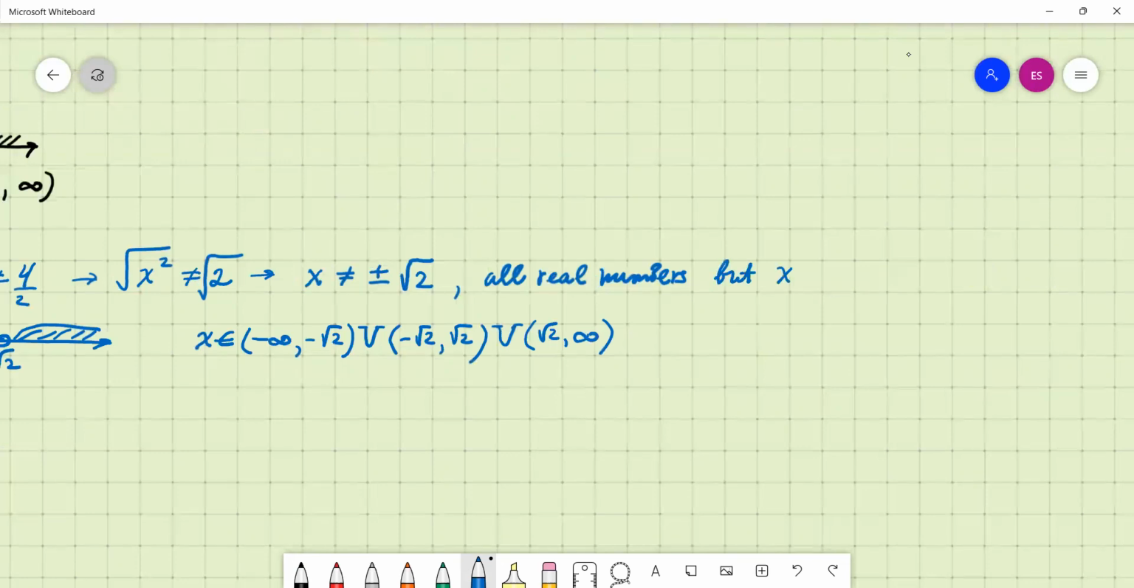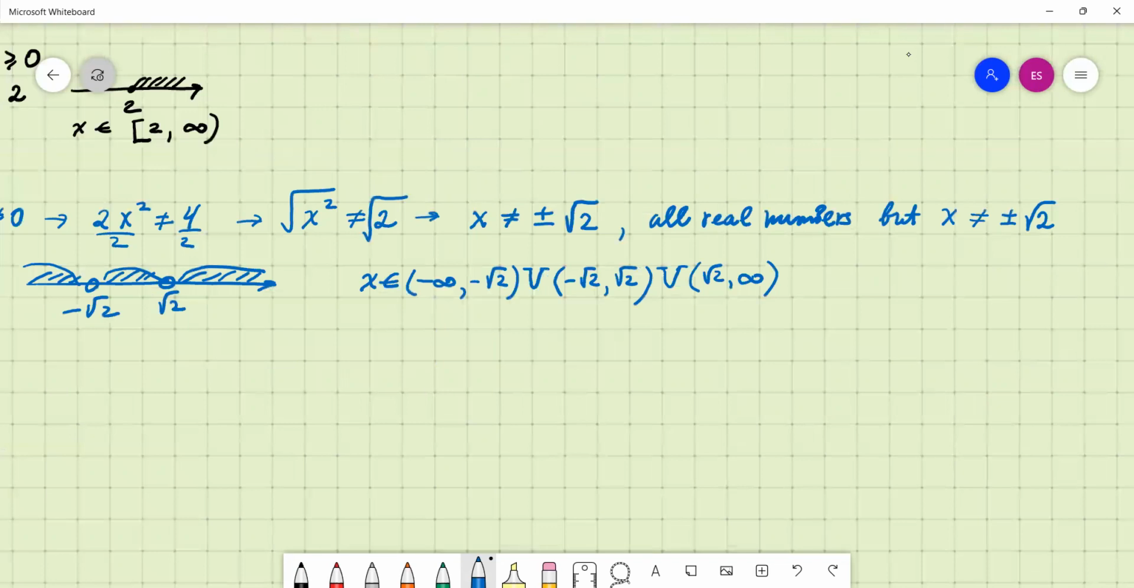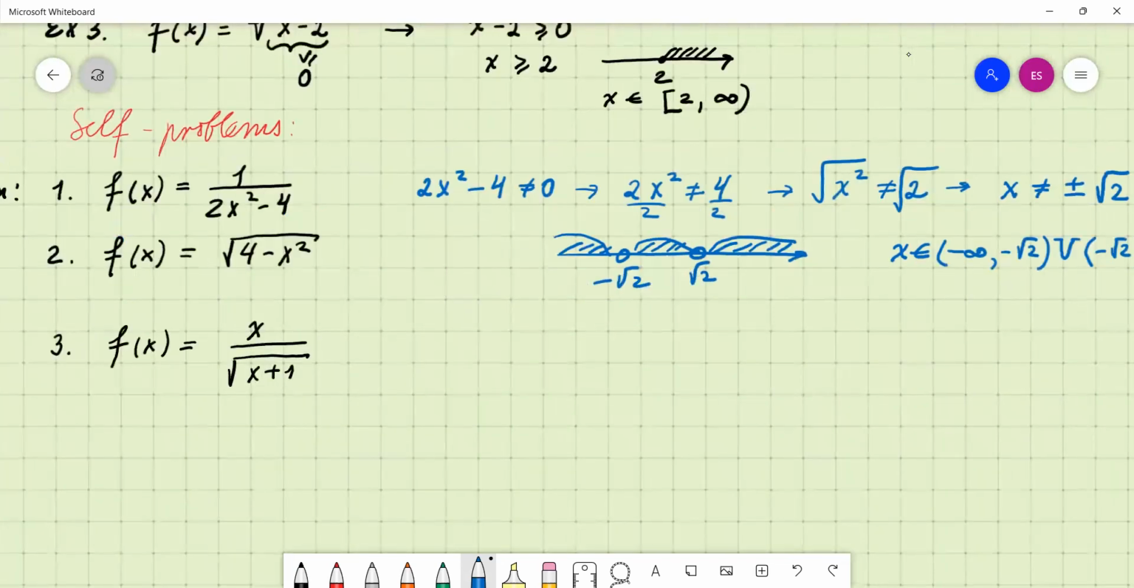But x does not equal plus minus square root of 2. Sorry, my 2 too far, but that's going to be the correct solution. And I'm going to problem 2. Let me label that. This is solution of problem 1, solution of problem 2.